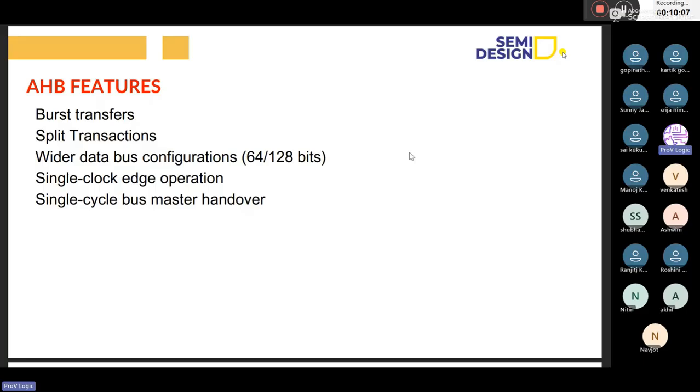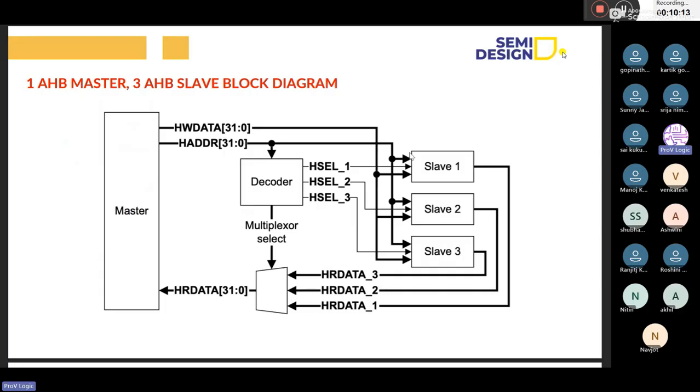And power consumption will be more, because if you see the block diagram here, in APB protocol we don't have this type of block diagram, right? So whenever the complexity of the circuit increases, automatically power consumption will also increase, right?